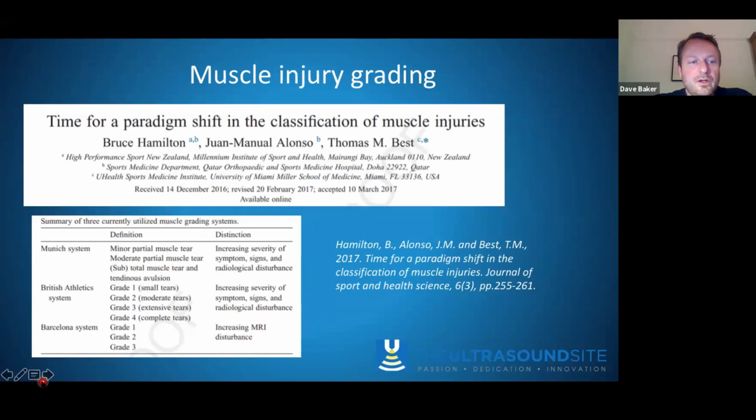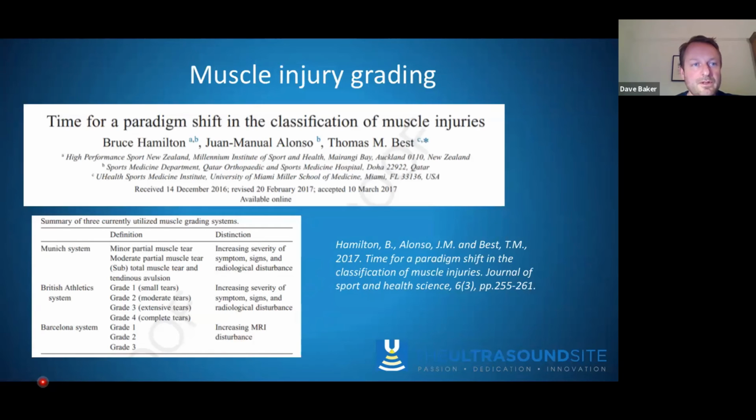A grade 2 or moderate tear can really, depending on which system you're following, span anything from just a very small percentage, 10, 15%, up to quite a significant amount of disruption of the muscle. And a grade 3 normally talks of a complete rupture or a complete avulsion of the muscle, but there is a degree of lack of congruency, if you like, between the different grading systems.